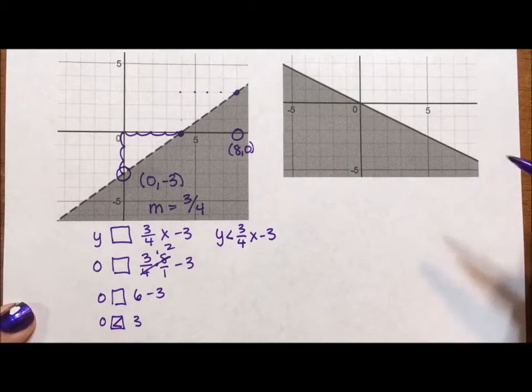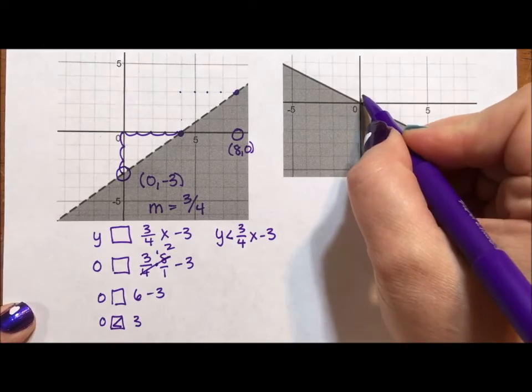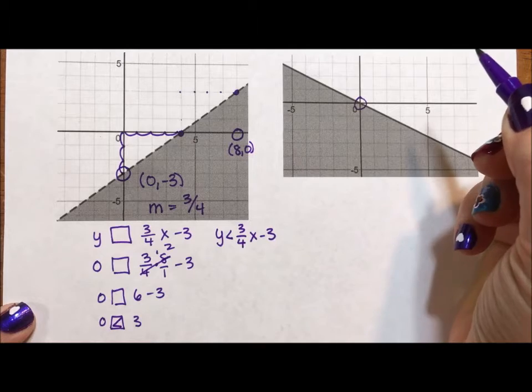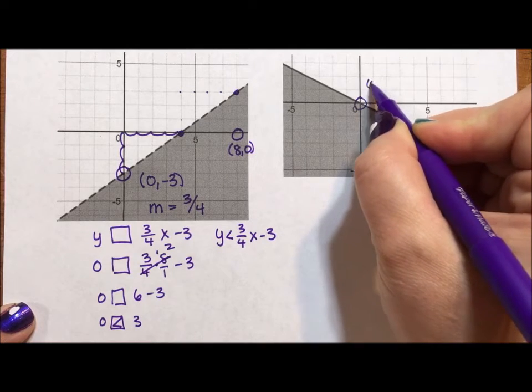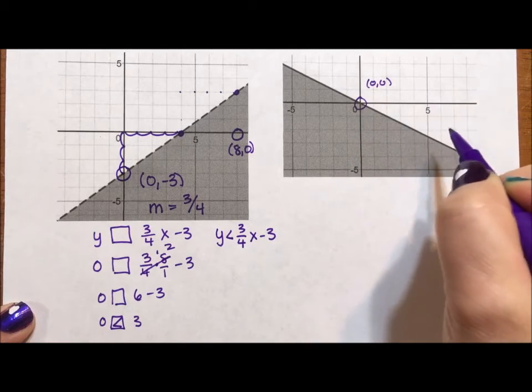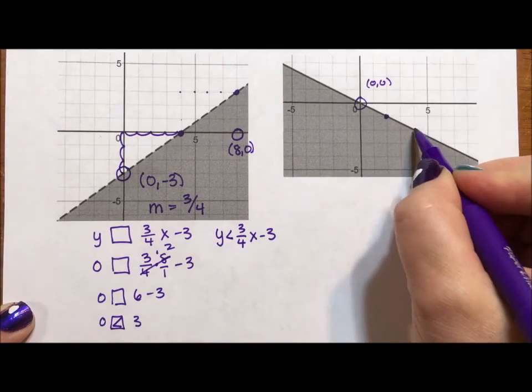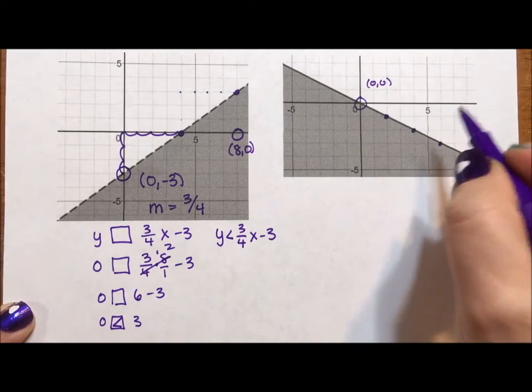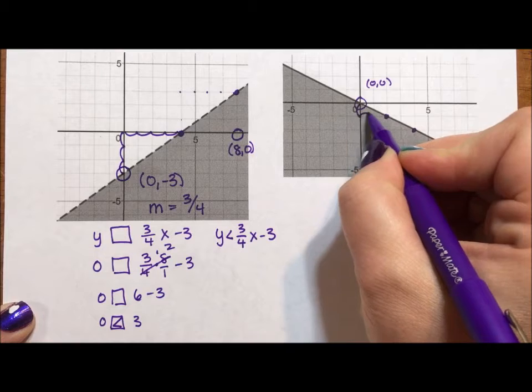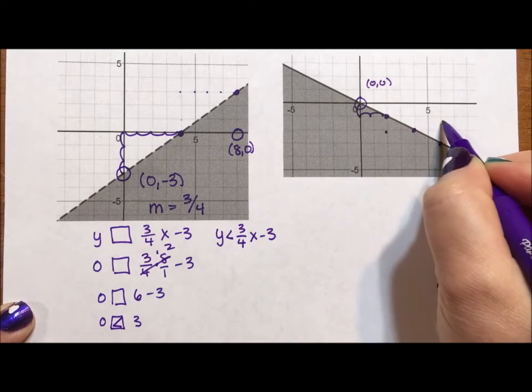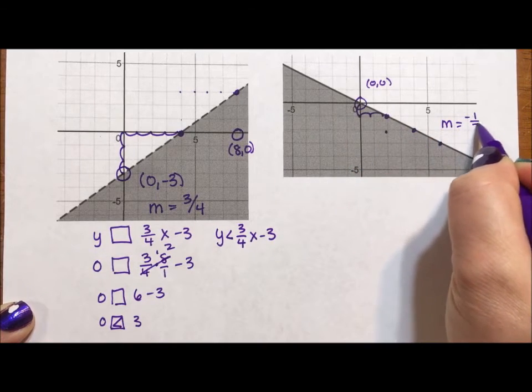Okay, let's look at our next example. My y-intercept is right here at what looks like (0, 0). And there's a point right here, and a point right here, and a point right here. So my slope is down 1 over 2, down 1 over 2. So my slope is -1/2.